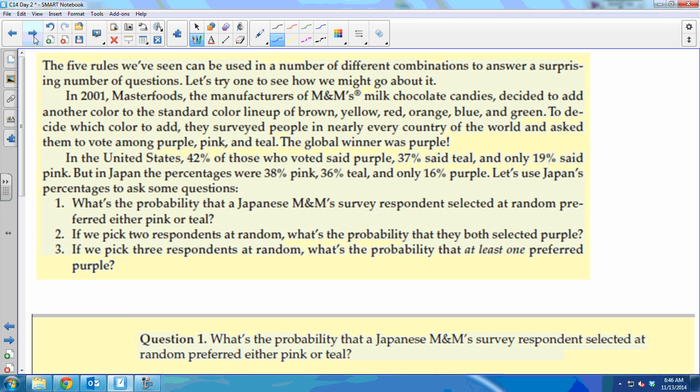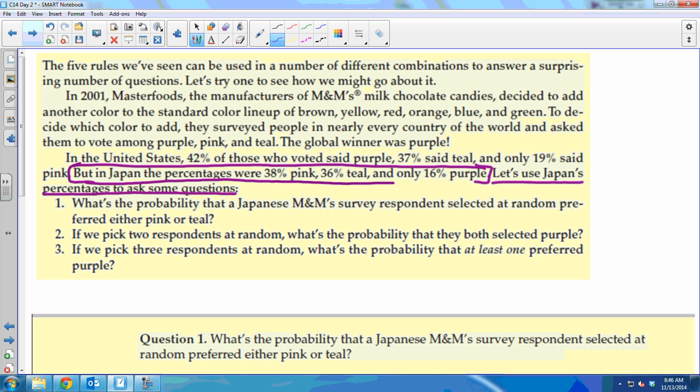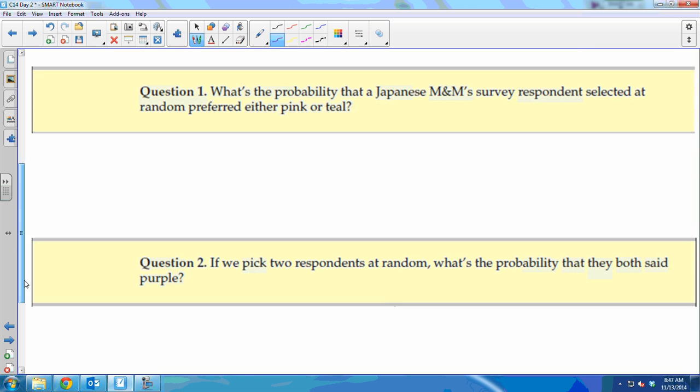In the United States, 42% of those who voted said purple, 37% said teal, and only 19% said pink. But in Japan, the percentages were 38% pink, 36% teal, and only 16% purple. And we're going to use Japan's percentages to ask some questions. So we're looking just at these values. This is on page 333. So see, 3 separate questions. We'll separate them all. You have to look at them all at the top.